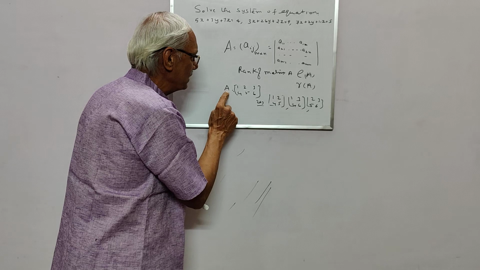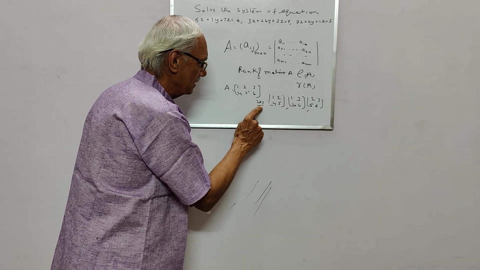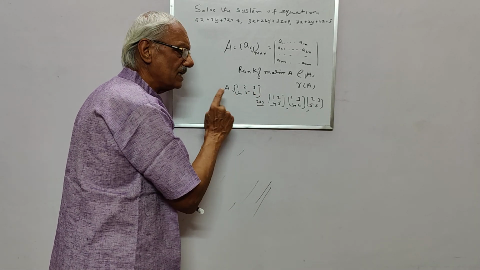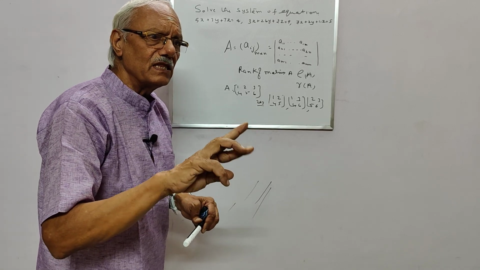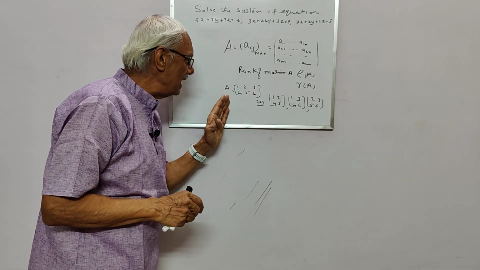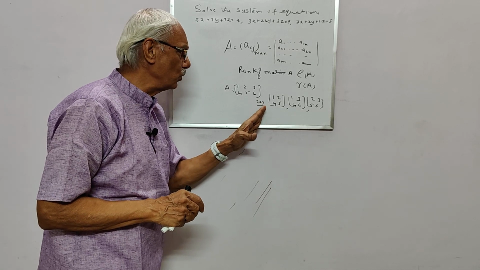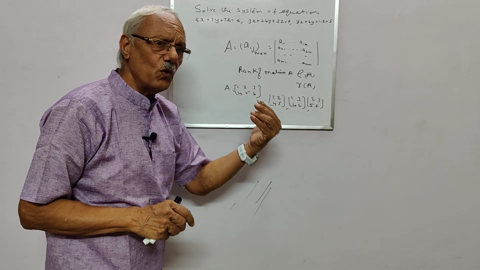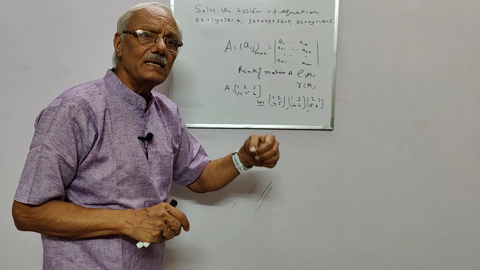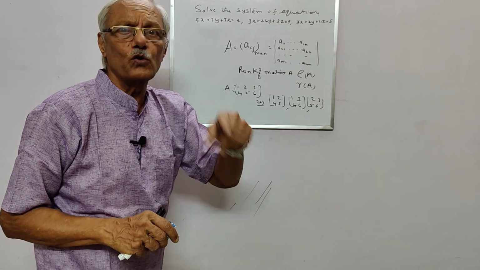But as such, if you take this A, you see that it is of order 2 cross 3, and the rank of this A can be the minimum of these two. Bear in mind that this A is a matrix of order 2, 3. That means 2 rows and 3 columns. And if you are going to find the rank of this matrix, then the rank can be the minimum of the rows and columns.